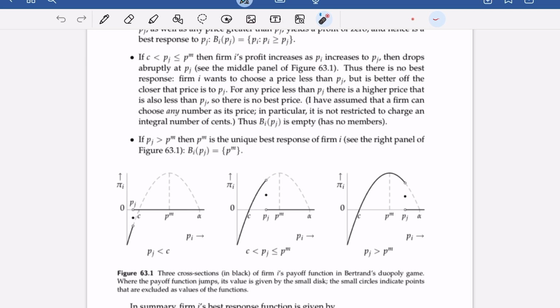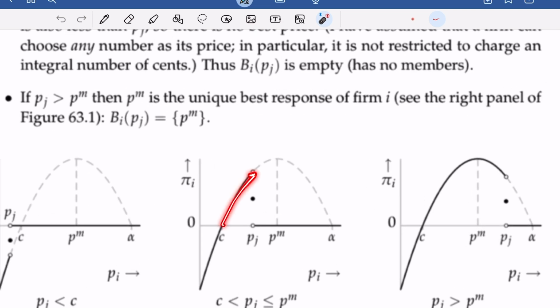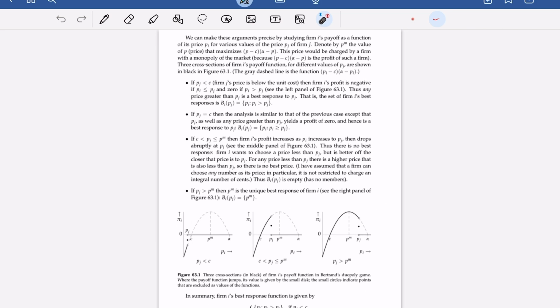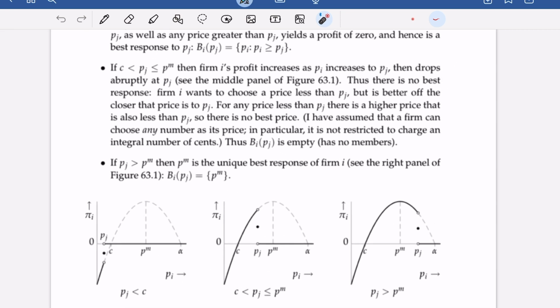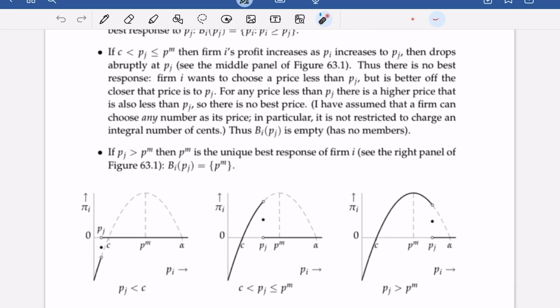So in either case, the best response in this case is empty. There's no best response, because you can always increase to get a better price, and when you're greater than PJ, you want to go lower to PJ but never reach PJ. And so we need the case where PJ is actually greater than this maximizing price, and we see that in this case your best response is to choose PM, because at that case you capture the entire market and you still maximize your profits.